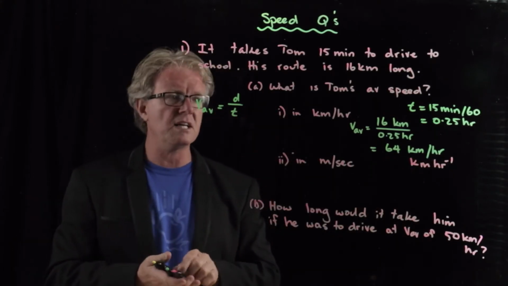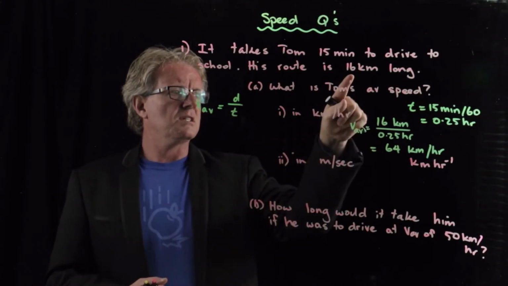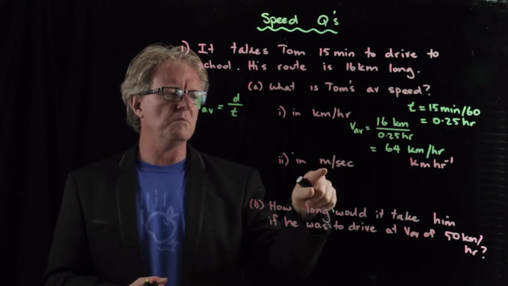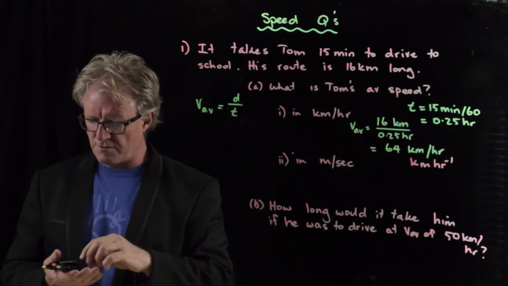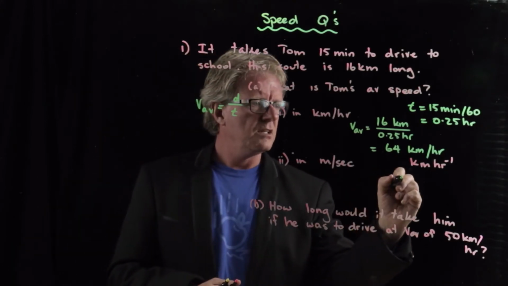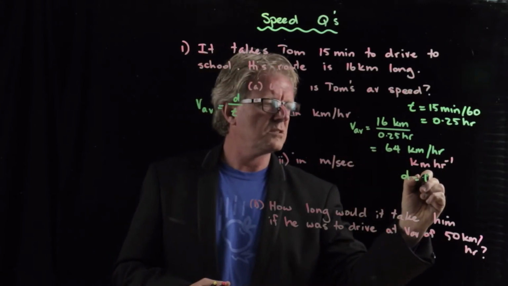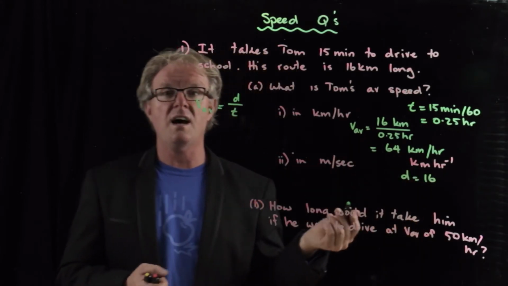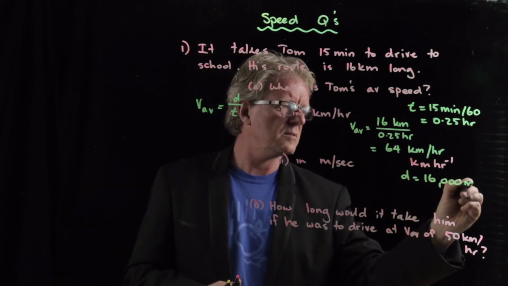Okay, what about meters per second? Well, in this instance we've got to change our units again, because we can see we've got kilometers here and we want meters. We've got minutes and we want seconds. So let's do that first. I'll keep it green. So let's do distance. Our distance was 16 kilometres, and of course there's 1,000 metres in a kilometre, so that's going to be 16,000 metres.